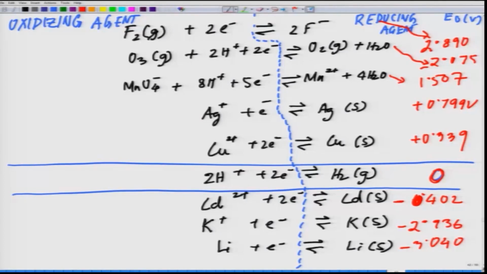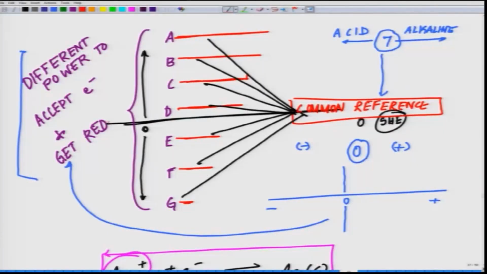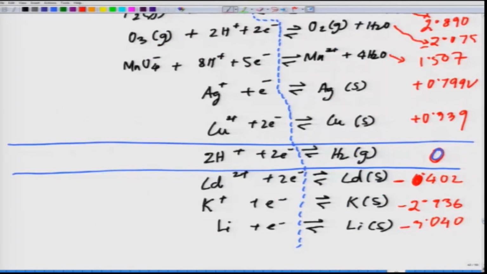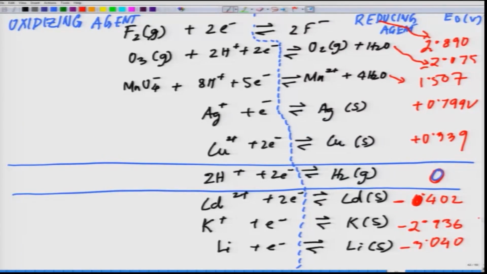Now, I told you something. I wanted to show you that picture that I drew earlier out here. This is that reference. You remember? I told you that there is a reference. With reference to it, we have certain things which are on the negative side, and others on the positive side. Now, coming back, here is your situation. What does this physically mean? Physically, if you look at this picture, say fluorine has a value of 2.890 as compared to silver, which is 0.799.